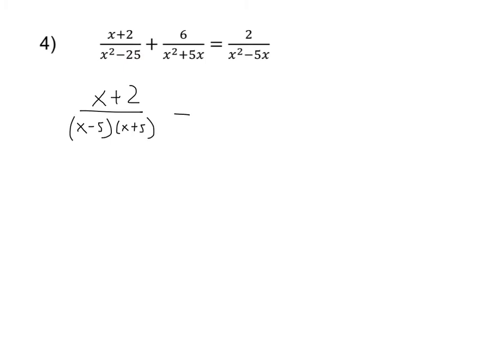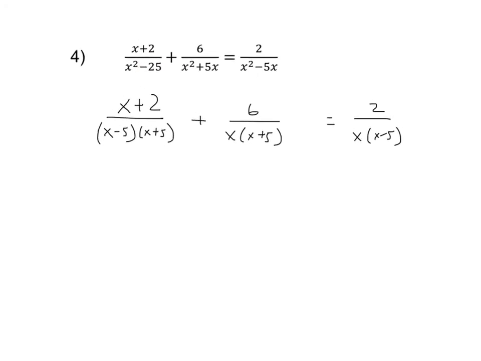The second one, this will end up being x times x plus 5. We factor out an x. And then the last one, again we can take out a greatest common factor of x. So we have x times x minus 5. Okay, so always factor your denominators. All right, now let's get a common denominator. Let's figure out what factors we are going to need.